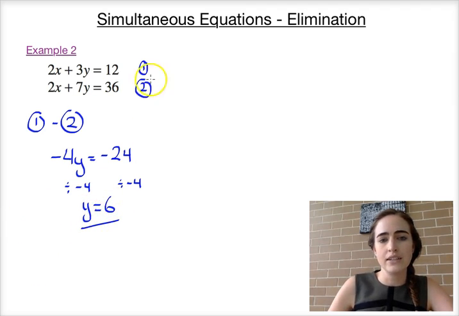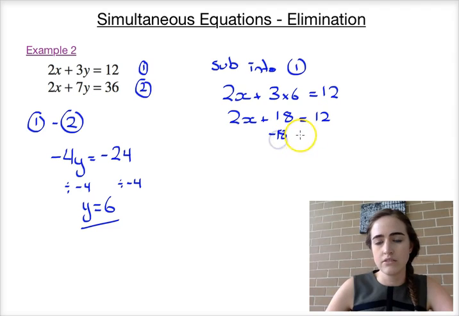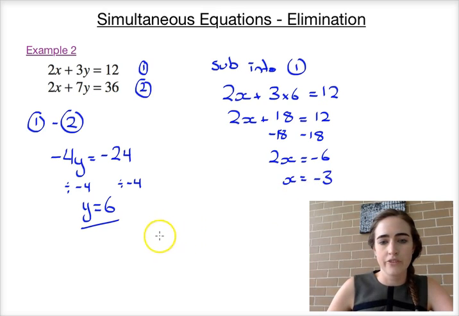Now we're going to substitute that into either of our equations up the top. It doesn't really matter, so let's substitute it into 1 because it's got smaller numbers. So sub into 1. We're going to have 2x plus 3y, but y is 6, so it's going to be 3 times 6, is equal to 12. So 2x plus 3 sixes are 18 is equal to 12. Subtract 18 from both sides, and we'll end up with 2x is equal to minus 6. So x will come out to give us minus 3 if we divide both sides. So our final answer is x equals minus 3, y equals 6.